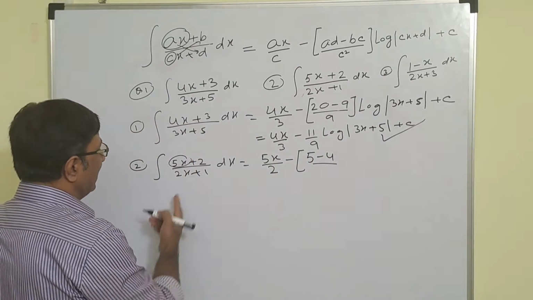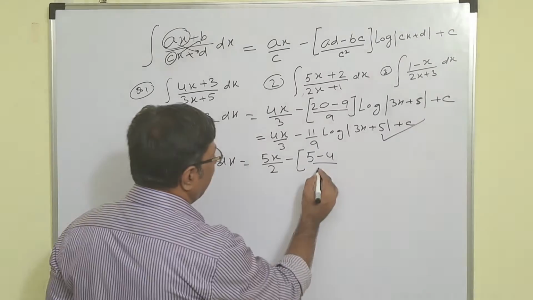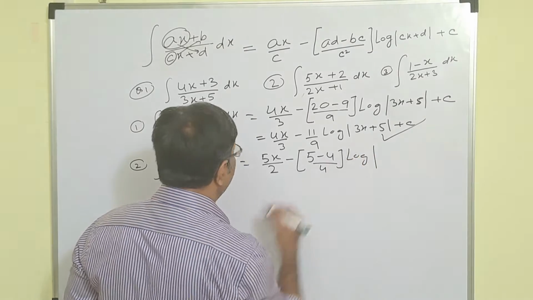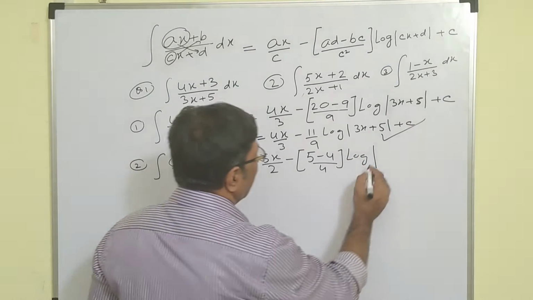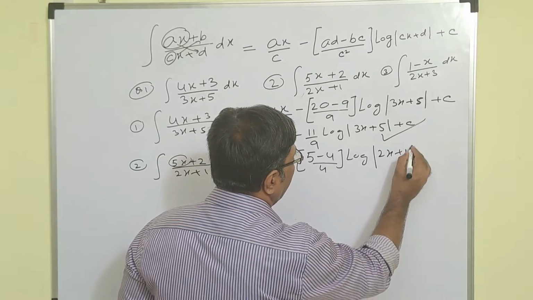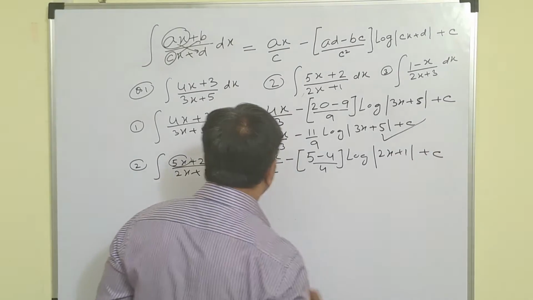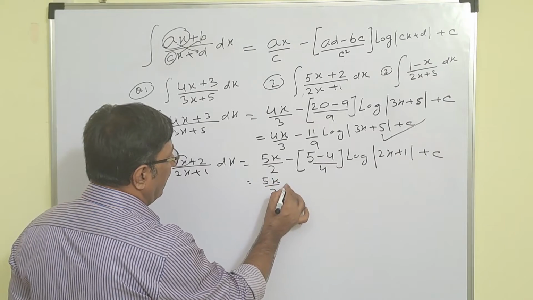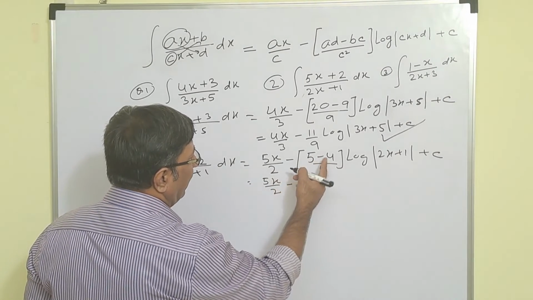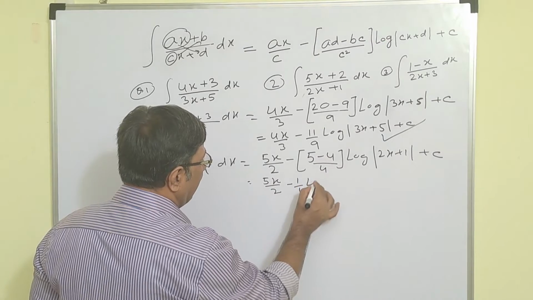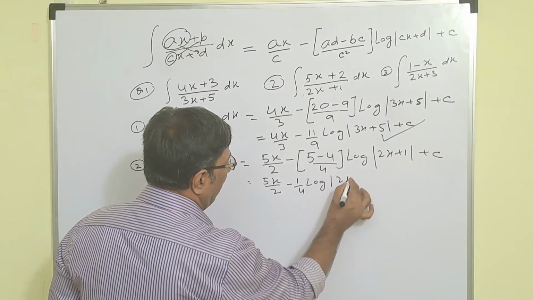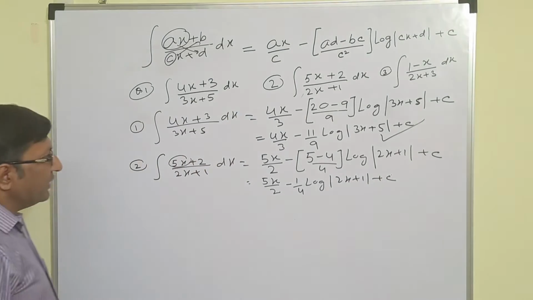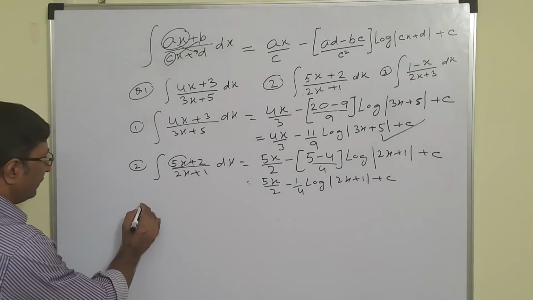So 5 minus 4 divided by what? That is c square. C is 2, so 2 square is 4. And then log of the denominator. The denominator is 2x plus 1, so you can write here log of 2x plus 1 plus c. This is the right answer. Just simplify it: this is 5x by 2 minus (5 minus 4) which is 1, so this is 1 by 4 log of 2x plus 1 plus c. This is the right answer.